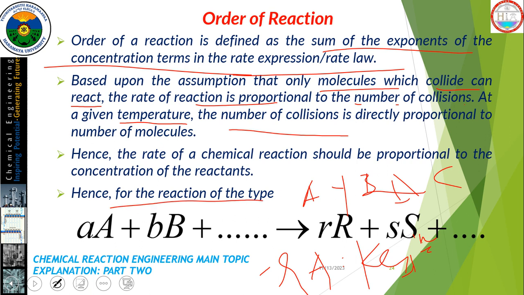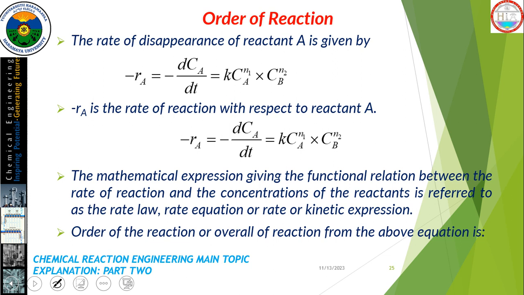Hence, for a reaction of the type aA plus bB goes into rR plus sS, the rate of disappearance of reactant A is given by minus rA, which equals minus dCA by dt, which equals k times concentration of A to the power of n1 times concentration of B to the power of n2, where n1 and n2 are the orders of the reaction. Overall, you can write it as n1 plus n2. This is considered the overall order of the reaction.